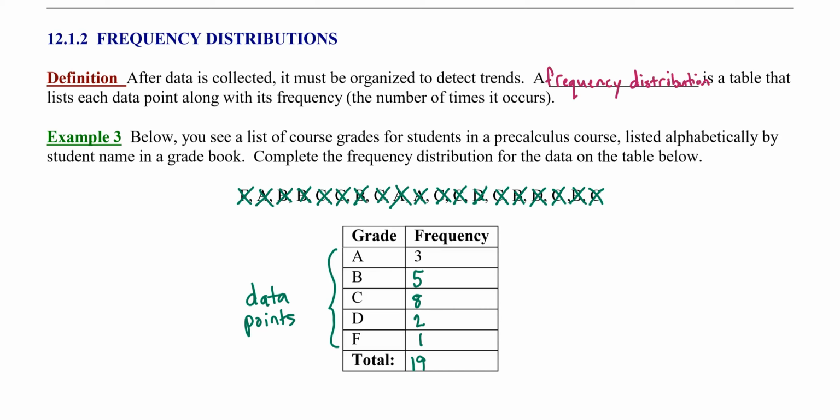We have each data point listed next to its frequency. So now I can see that the most popular grade was a C, and I can obtain that from the frequency distribution. Again, a very simple and easy way to begin to interpret the information that we have.